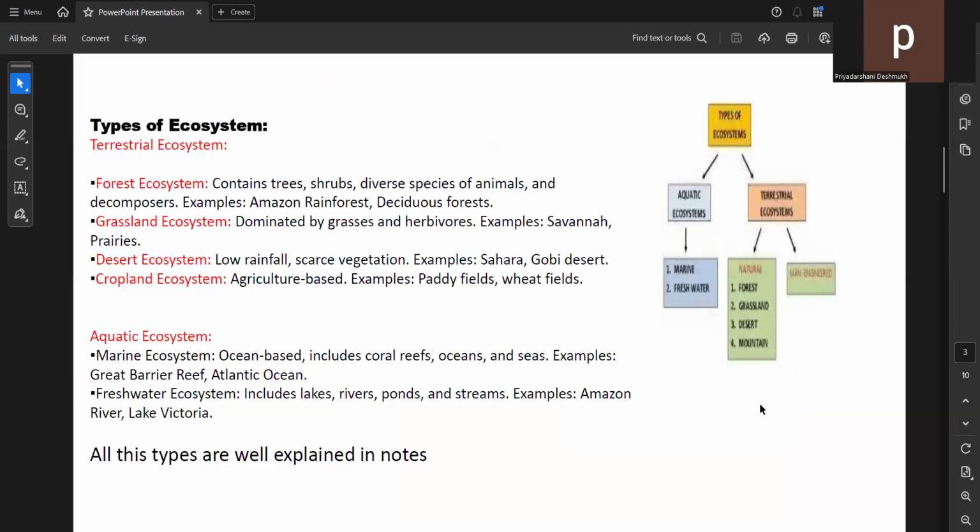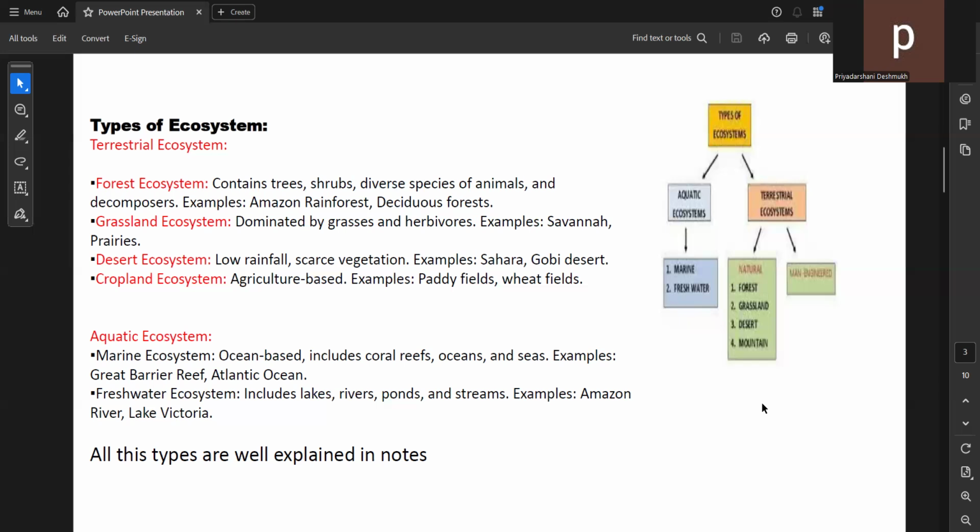Now, the next topic that we are going to study is the types of ecosystem. There are two types of ecosystem that you are going to study: one is the terrestrial ecosystem and another is the aquatic ecosystem. The terrestrial ecosystem is mainly divided into the forest ecosystem, grassland ecosystem, desert ecosystem, and the cropland ecosystem.